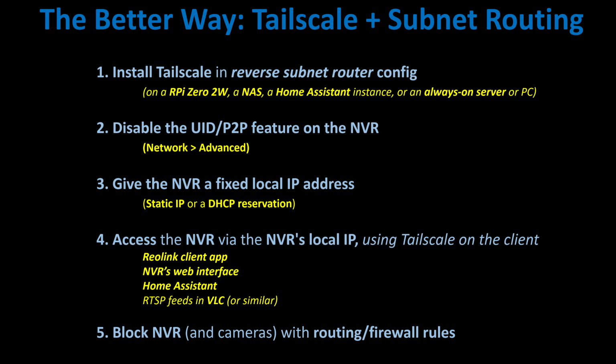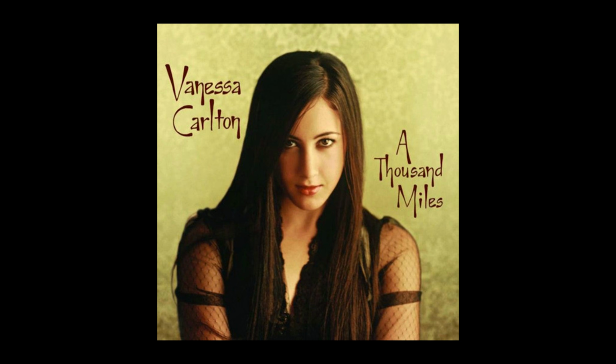If you came here from the NVR video, this was your missing puzzle piece. Go finish the drill. UID and P2P off, static IP or DHCP reservation on the NVR, subnet router up, and add the NVR by its local IP in the app. Local, private, and yours, even from 1,000 miles away.